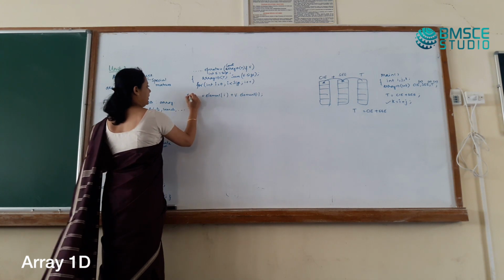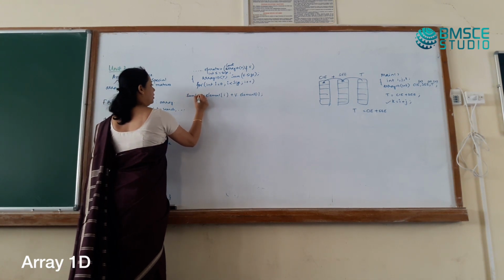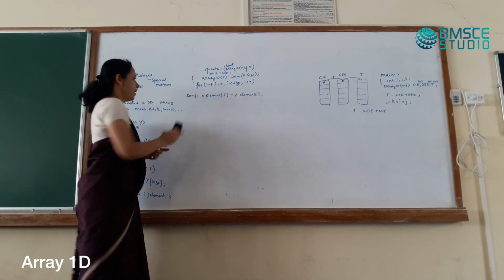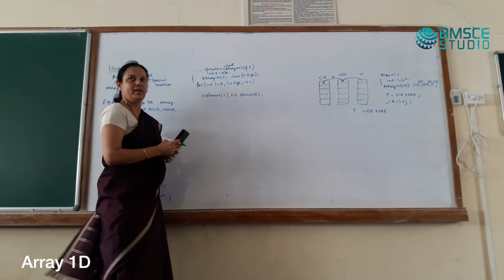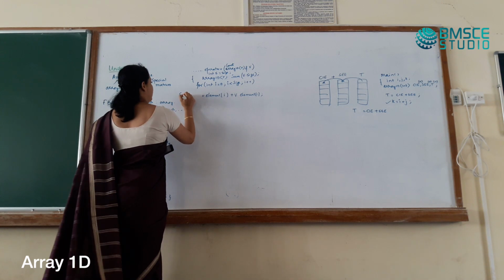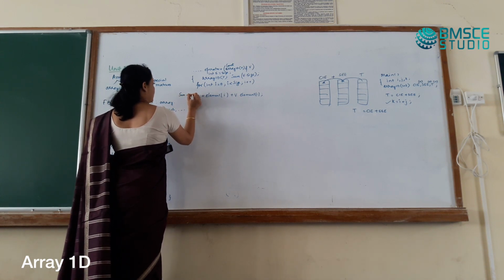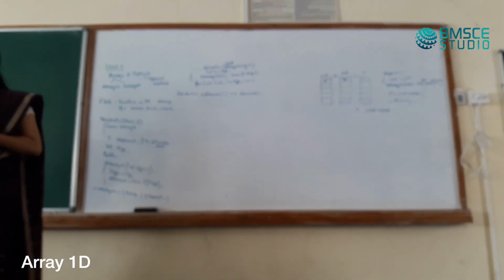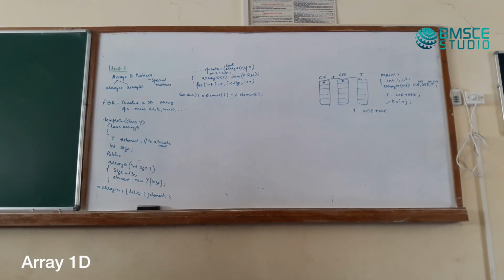So, I created sum. So, what do we write here? Sum of I, or what do we write here? Sum dot element of I is equal to element of I plus v dot element of I.